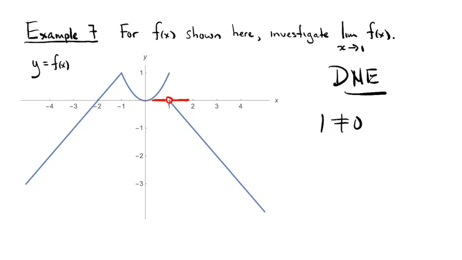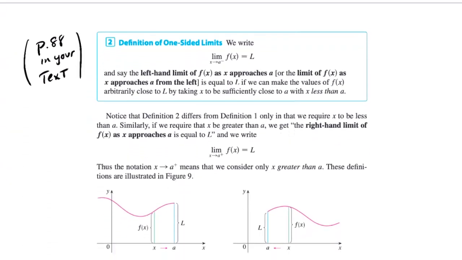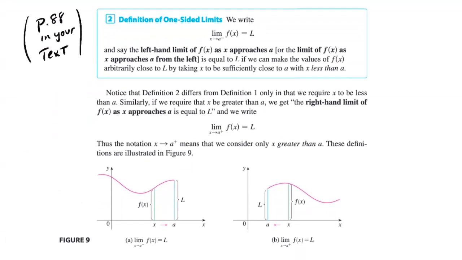But I don't think we should totally throw away the fact that it did have a limit from one side or the other. So that's what this was back up in the objectives when we were talking about one-sided limits. I think I've got the book definition ready for us to look at here. So let's just scroll down to where we can see it. This comes from page 88 in your text if you want to look at it in bigger font or something like that. But what do we mean by one-sided limits?